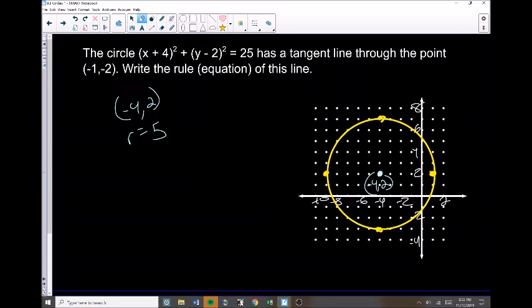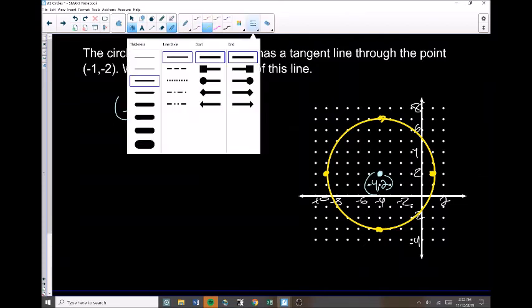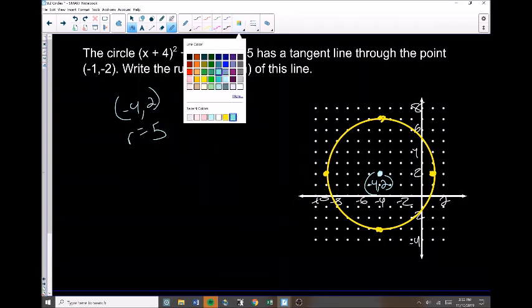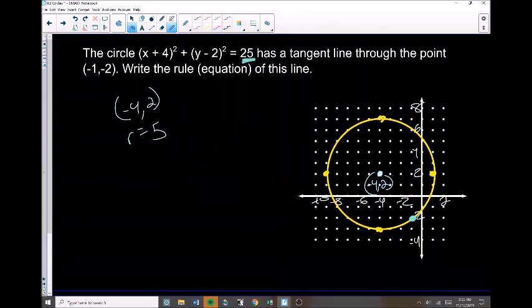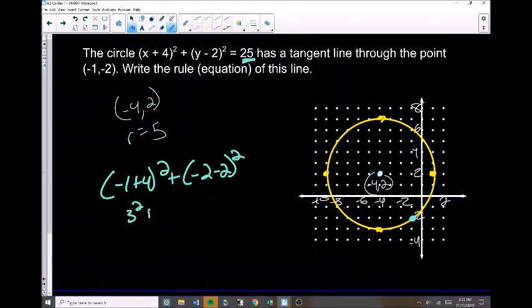Okay, well this circle has a point of tangency at negative 1, negative 2. Now, negative 1, negative 2 is right here, actually on the circle. If I plug in negative 1 for x and negative 2 for y, I'm going to get out 3 squared plus 4 squared, which does equal 25 because 9 plus 16 is 25. So that point is on the circle. It is 5 units away from the center.